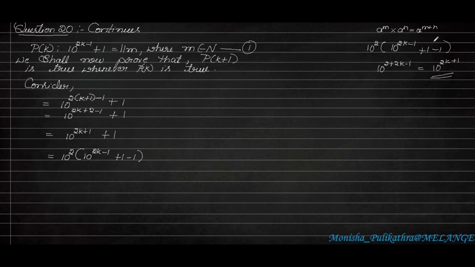This plus 1 minus 1 we have just included to show that 10 to the power of 2k minus 1 plus 1 is equal to 11m. In that place we have to include it. So now I'll be rearranging it a bit. Here plus 1 is also there, we have to include plus 1 also. Here 10 to the power of 2 into 10 to the power of 2k minus 1 and plus 1, I'll be arranging it here, and minus 1 I am taking outside. So next, plus 1.